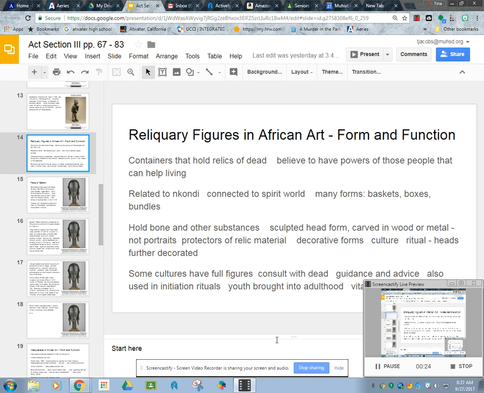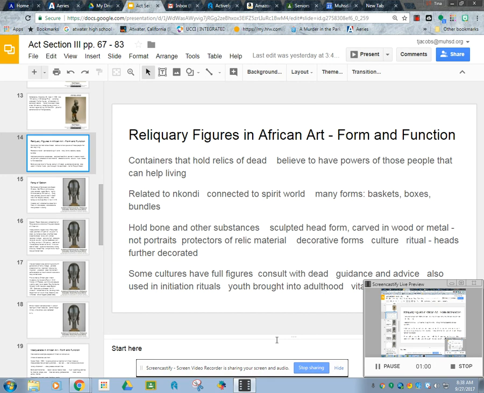They could be baskets, boxes, bundles. They may hold bone and other substances. In this example, we have a sculpted head form. It's carved in wood or sometimes metal. They will not be portraits of specific people. It's just a protector of relic material, and it would also be decorative. It's going to represent the culture, and they will be used in rituals. And again, the heads would be further decorated for that particular ritual.